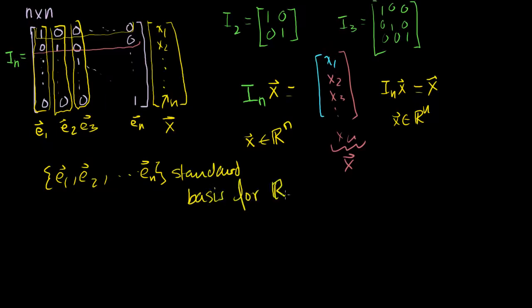for Rn. So why is it called that? Well, the word basis is there, so two things must be true. These things must span Rn, and they must be linearly independent. It's pretty obvious from inspection they're linearly independent.